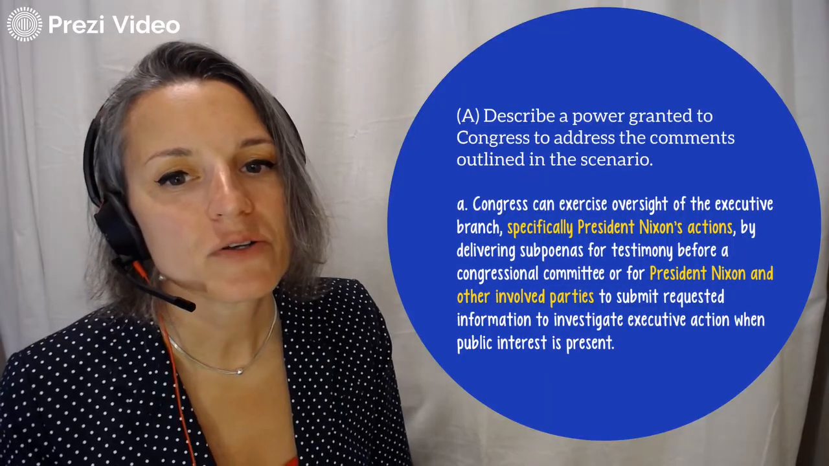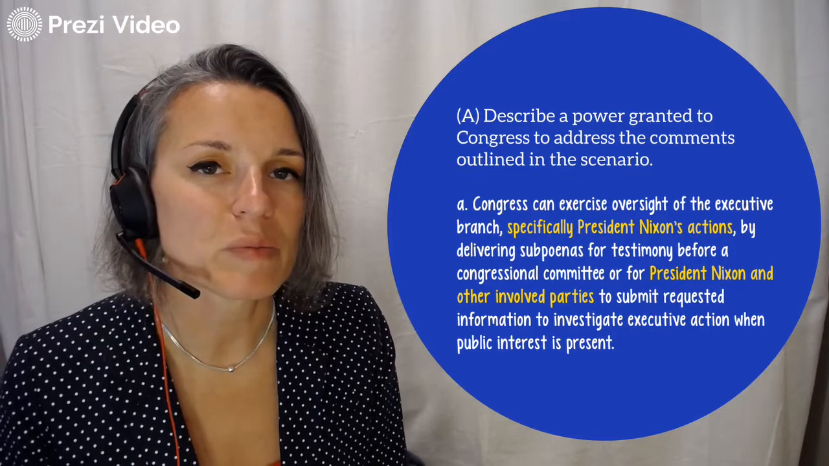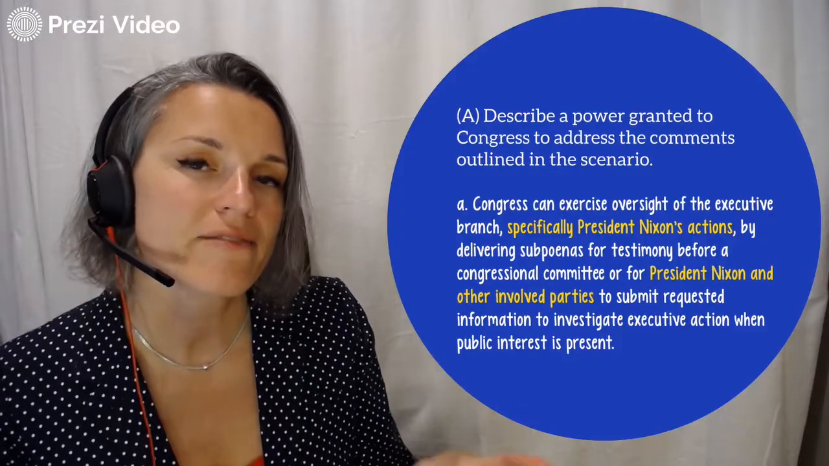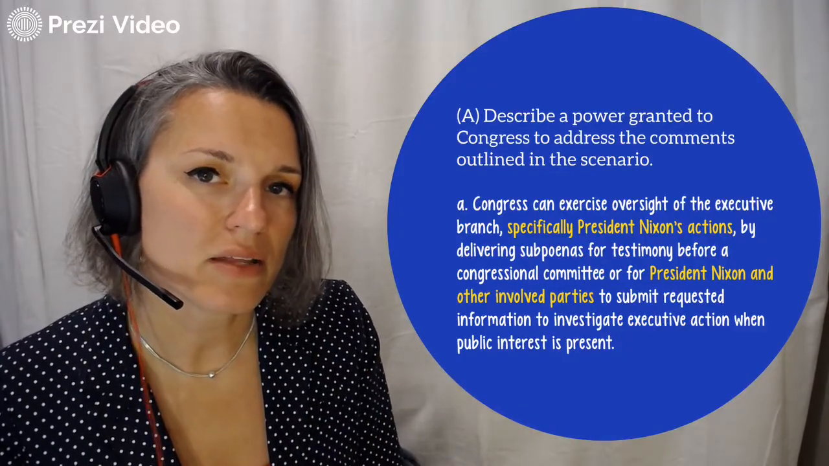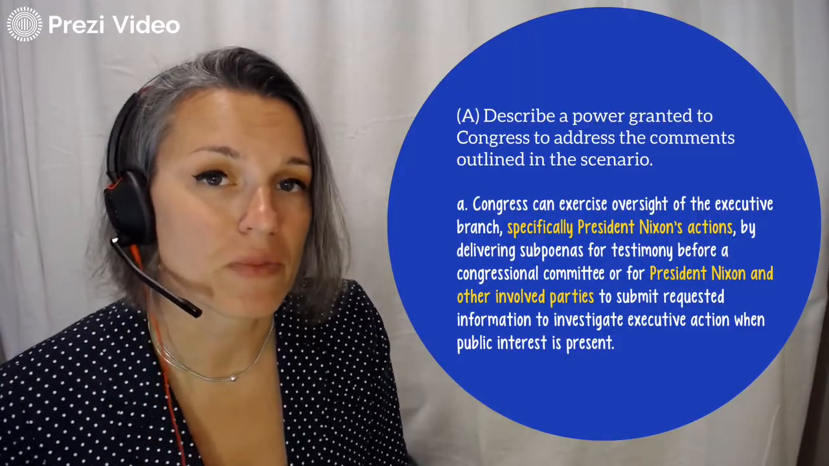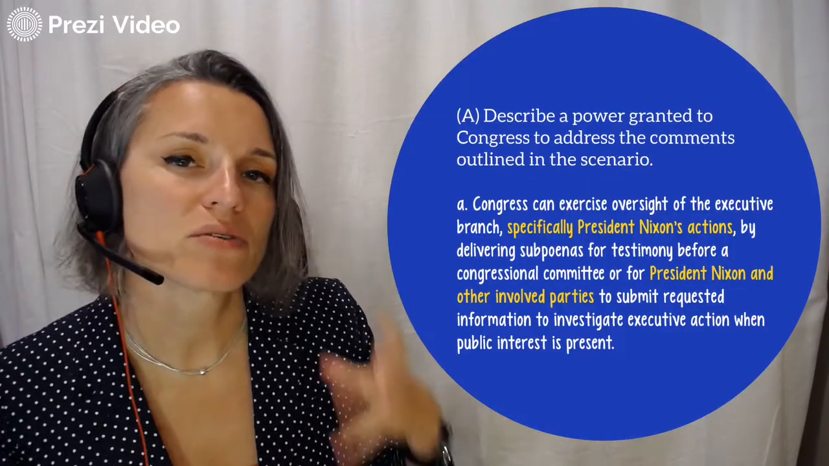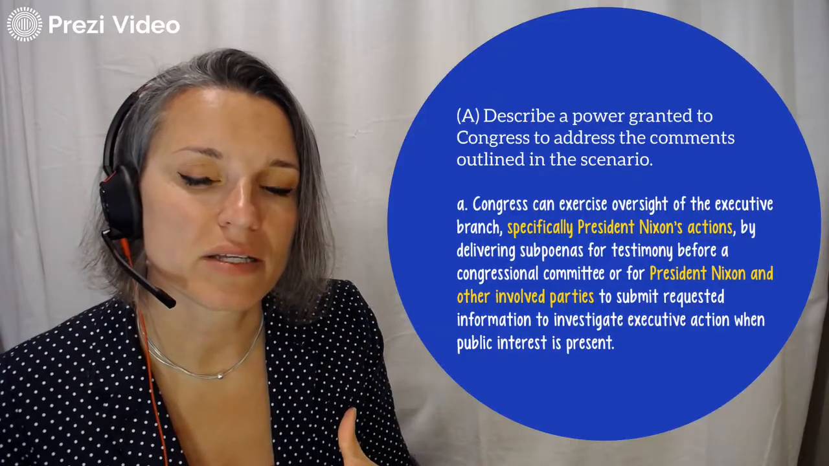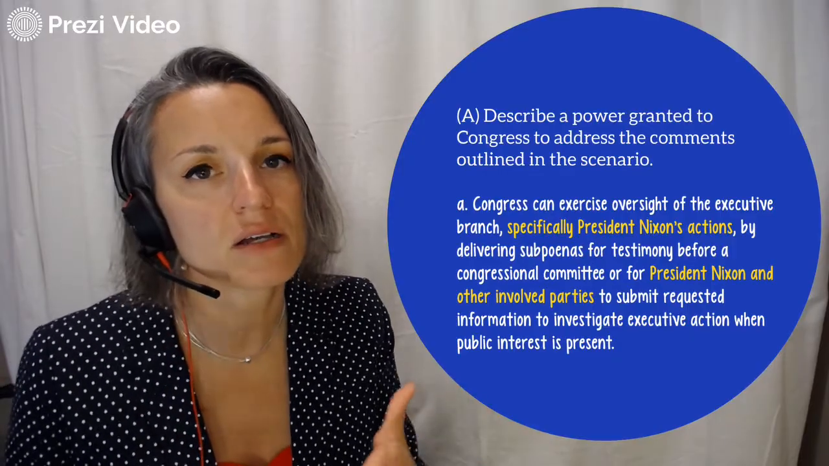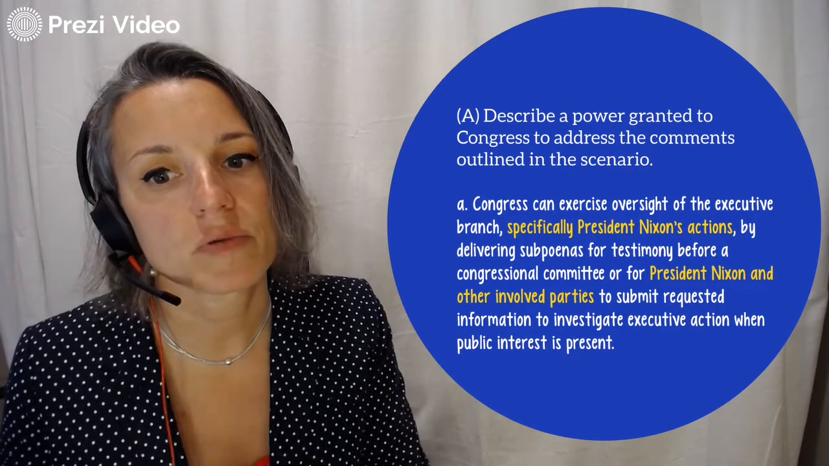Again, we're describing a power granted to Congress that is outlined in the scenario, this scenario coming from an opinion in US v. Nixon. Anytime I have yellow text that's been highlighted in yellow, that's my attempt to be really deliberate in pulling down information from that prompt, from the stimulus. I want you to see how I'm weaving it into my answer so that I'm showing that I really understand what's going on here. So it's really important that, yes, I'm referring back to Congress, but specifically Congress in the context of the scenario. And here we're talking about actions taken by President Nixon.